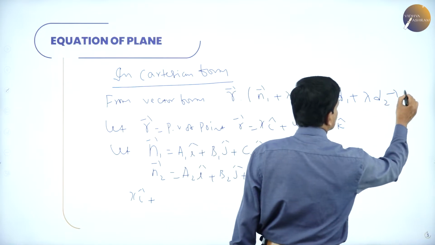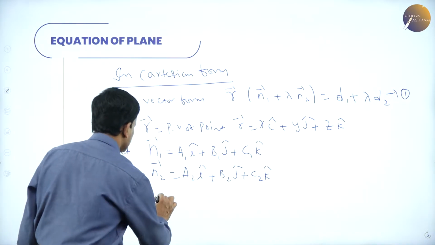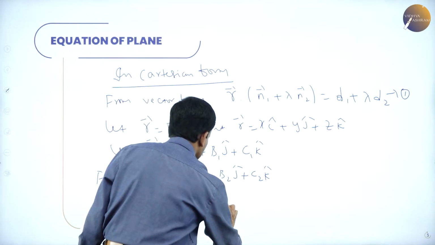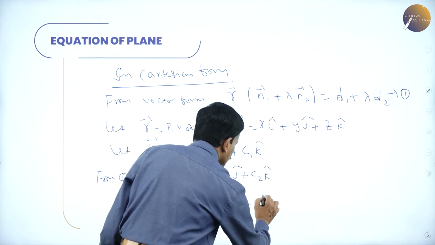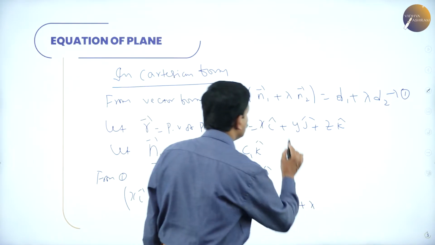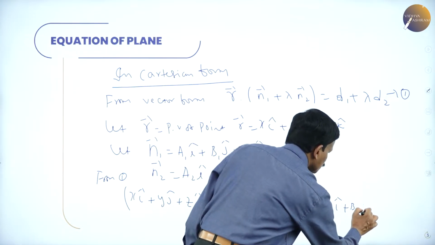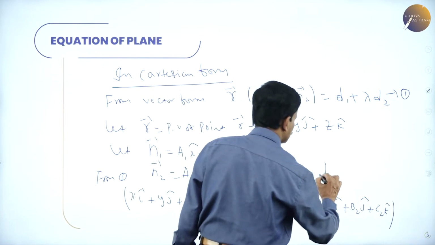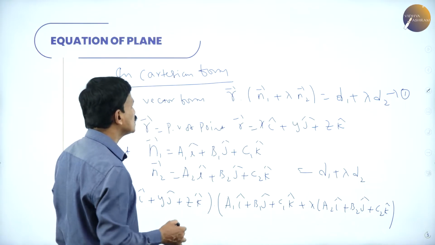Let me represent this as equation number 1. From 1, (xi plus yj plus zk) dot (n1, which is a1i plus b1j plus c1k, plus lambda into n2, which is a2i plus b2j plus c2k) is equal to d1 plus lambda into d2. Now simplify this.